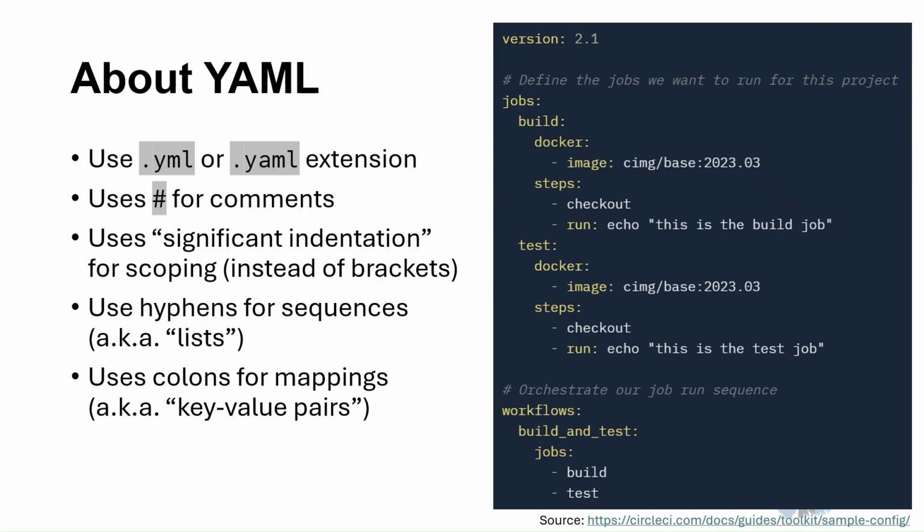It uses hyphens for sequences, aka lists. So it's going to run down from top to bottom, everything that's got a hyphen in it. And then it uses colons for key value pairs. So anything that has a colon, the thing that's next is the value, essentially. So here we have image as a key, and then the value is cimage/base, and so on. So YAML is just a way of laying information out in a text file so that it could be read and parsed.